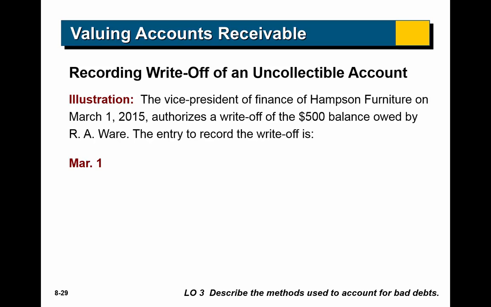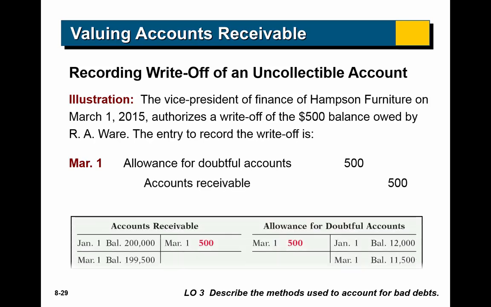All right, so the Vice President of Finance, Hampson Furniture, on March 1st authorizes a write-off of $500 balance owed by R.A. Ware. So when somebody actually decides they can't pay us and our management approves it, then we go ahead and write it off of our books. We take it off of the allowance account by debiting that account, and we take it off of the accounts receivable account. You'll see that the net realizable value won't change, right? Because accounts receivable minus the allowance for doubtful accounts gives us our net realizable value. So it won't change that. Instead, it just reduces the accounts receivable and reduces the allowance account all at once when we write it off.